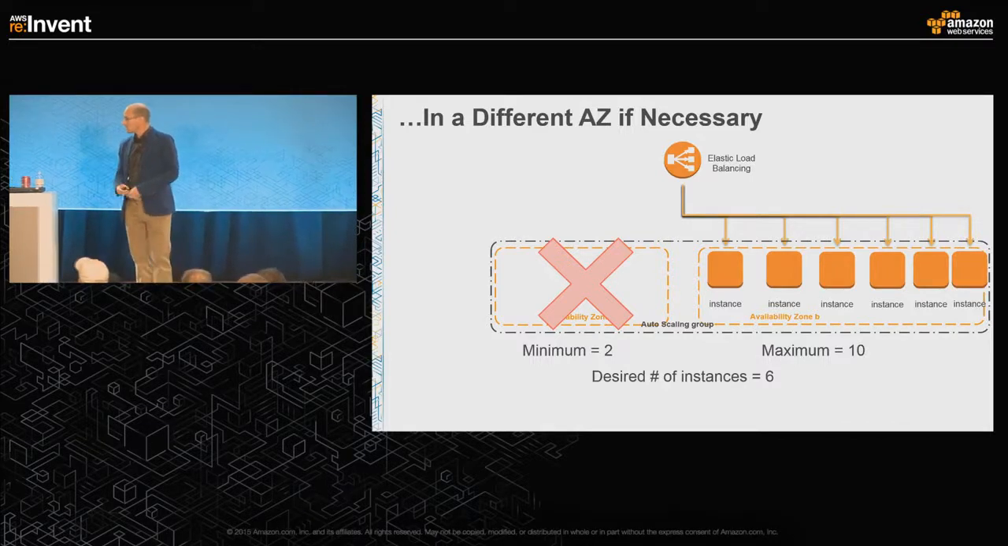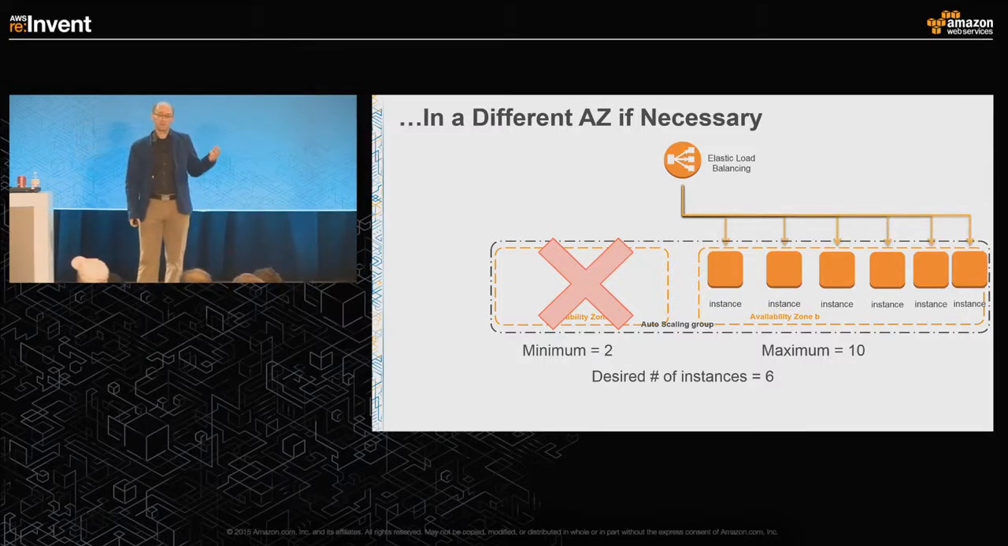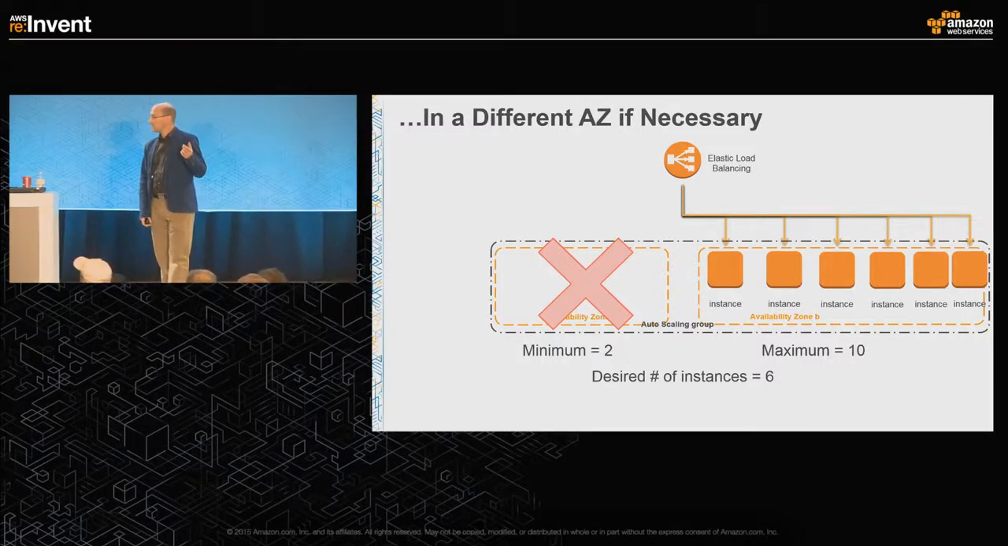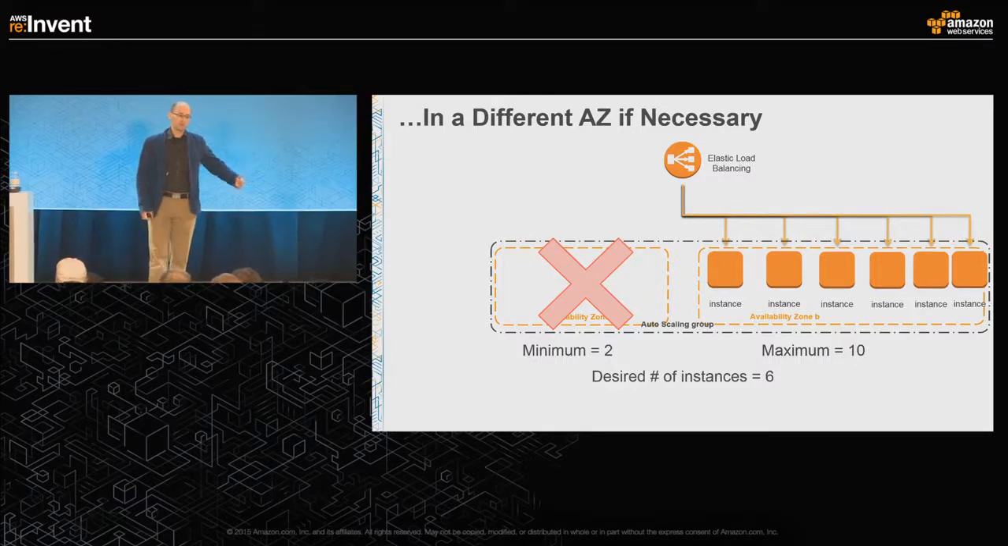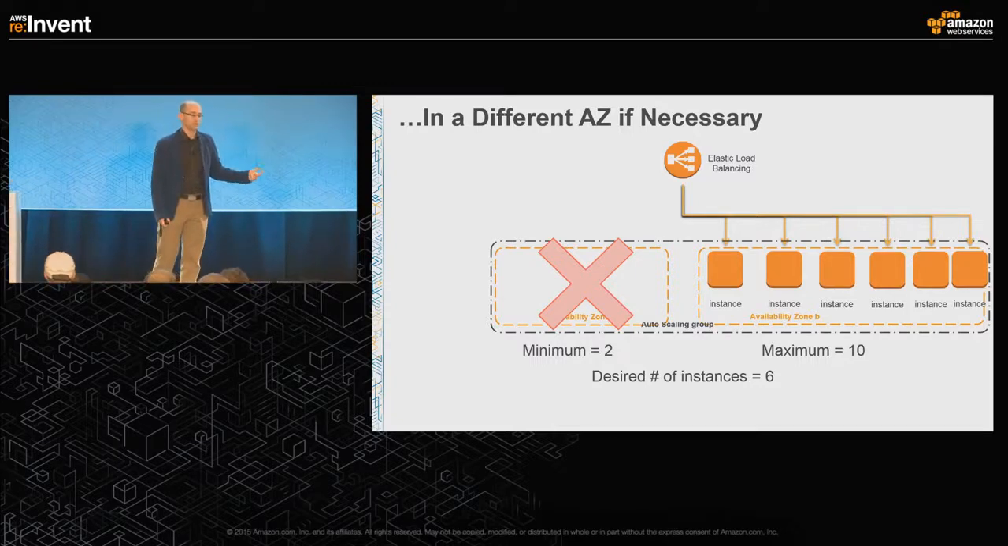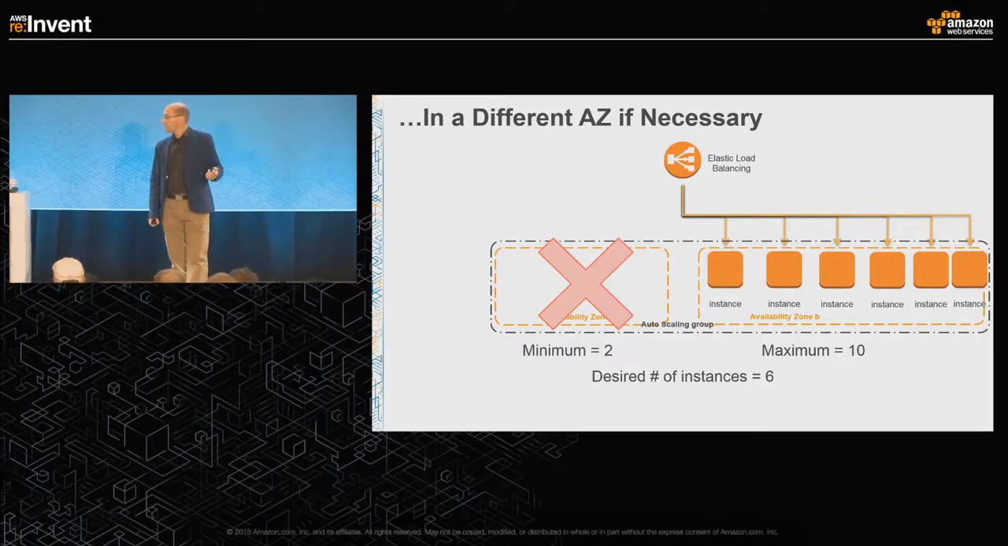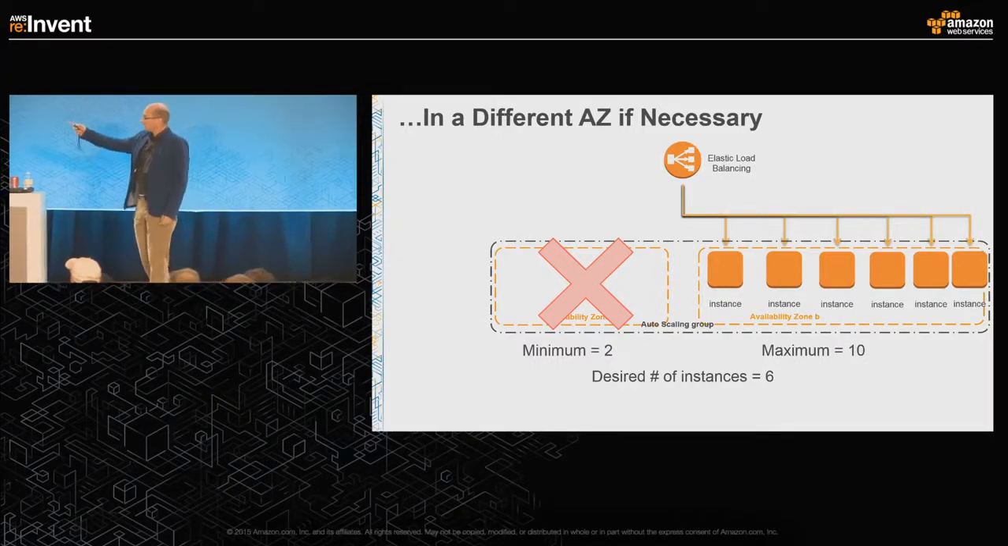Now, this doesn't last forever. So as soon as the first AZ in this example comes back to life, it's available again, and autoscaling will keep trying to launch instances there for a number of times. And if the first instance launch succeeded, it knows that the AZ is alive and well again, and then it will start rebalancing. So it will then figure out, OK, I want 6 instances.